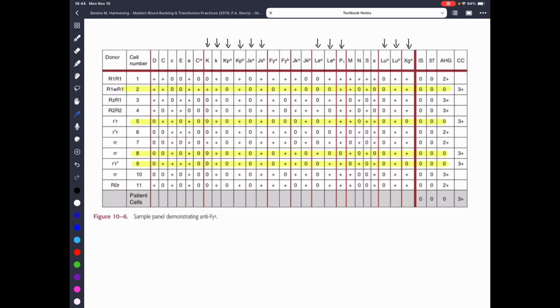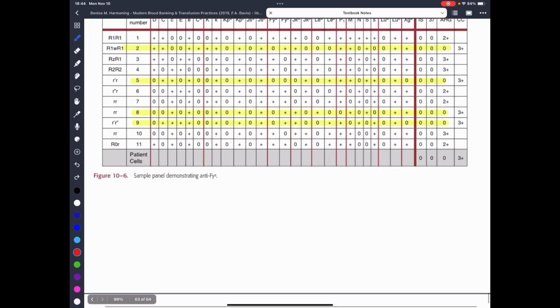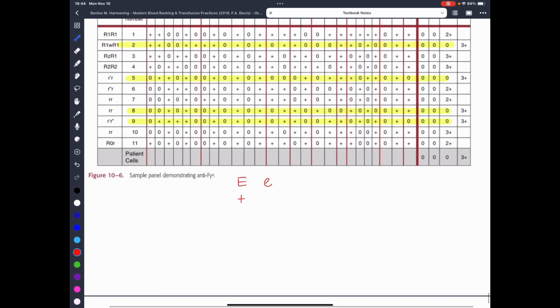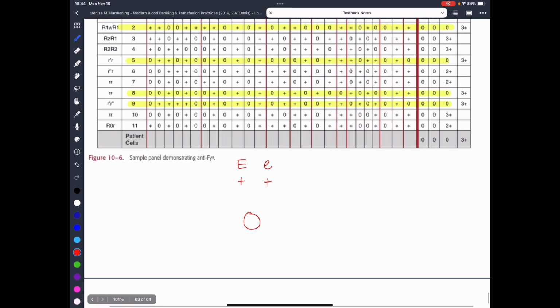And so I'm just going to use big E and little e as an example. So let's say someone is heterozygous for big E, little e. So they'll have plus plus. So this means on the red blood cell, they're going to have both capital E antigen and lowercase e antigen present on the surface of their red blood cells. So this means that they have to share the antigen sites on the red blood cells.